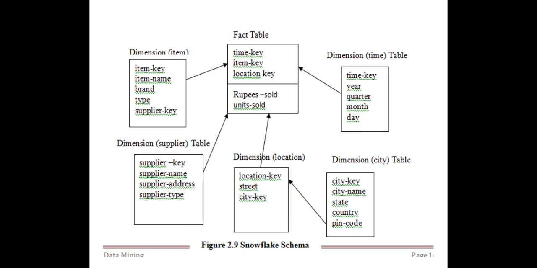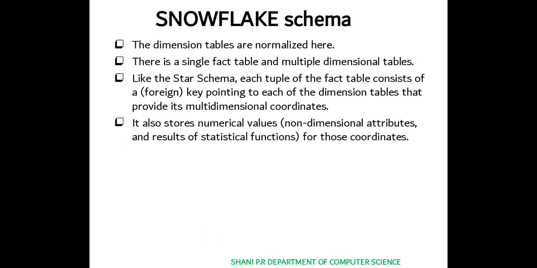So here the table can be subdivided. It has only one fact table and n number of dimension tables, and the n dimension tables can be subdivided. That is the snowflake schema. Here it has a time table, city table, location table, supplier table and item table. The attributes are spread between these tables. In the snowflake schema the dimension tables are normalized, whereas in star schema they were denormalized. There is a single fact table and multiple dimension tables.